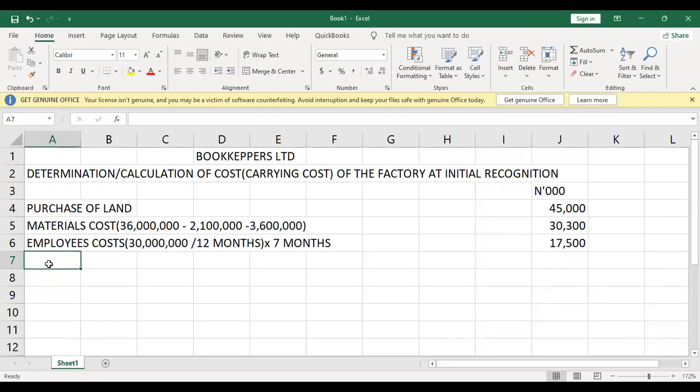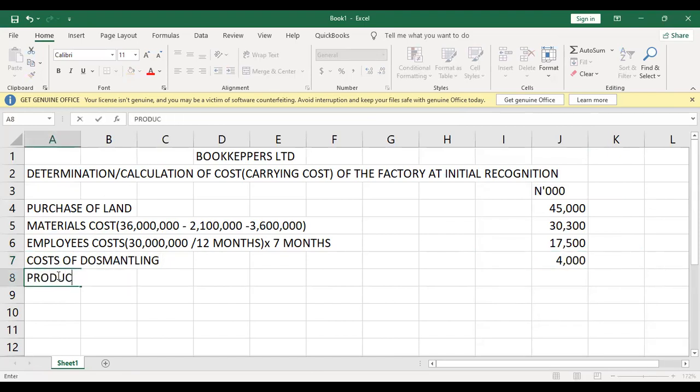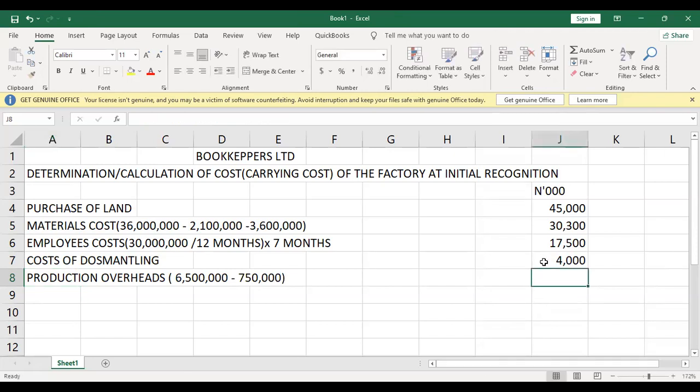Okay, let me include the cost of dismantling. Just 4 million. All right, so production overheads. What do we have? What do we have, please?